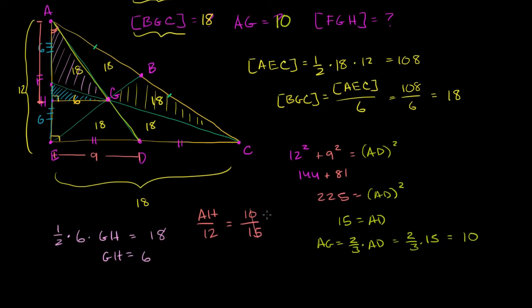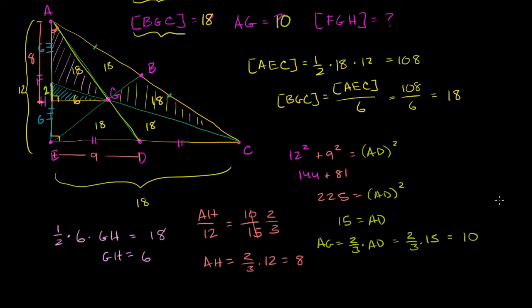So this right-hand side right over here is just 2/3. And so AH, multiplying both sides by 12, is equal to 2/3 times 12, which is just 8. So AH here is 8. AF is 6. So FH right over here is going to be 2. And so now we have enough information to figure out the area of FHG.